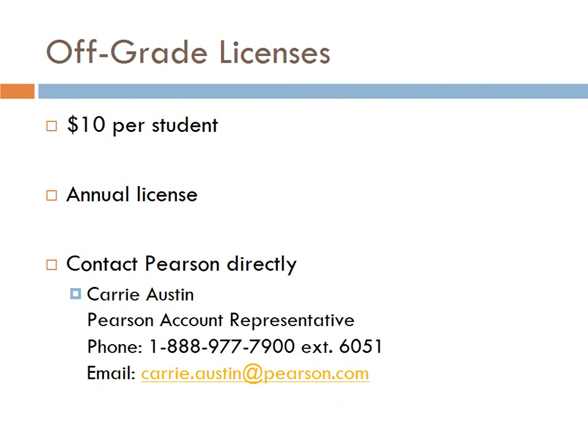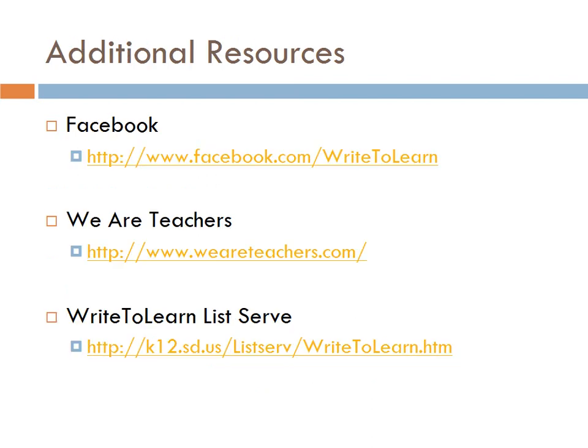All right, and just remember the off-grade licenses, they are $10 per student. It's an annual license, and Carrie Austin is the contact person for that. And there's her phone number and email once again. And she works right with Pearson. She's the account representative.